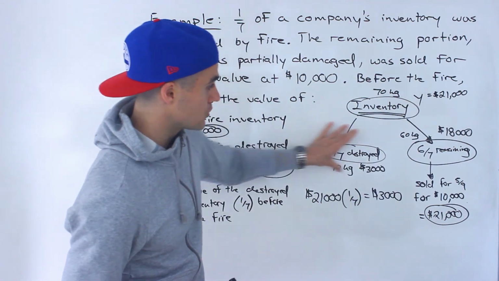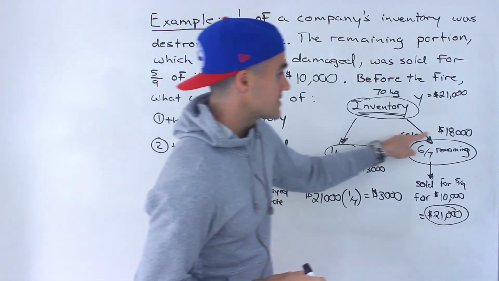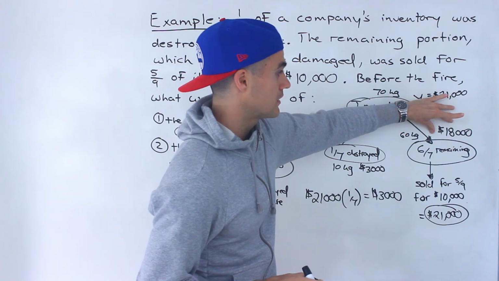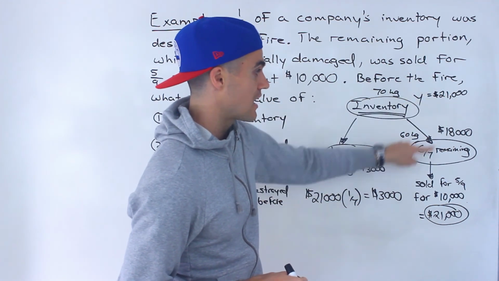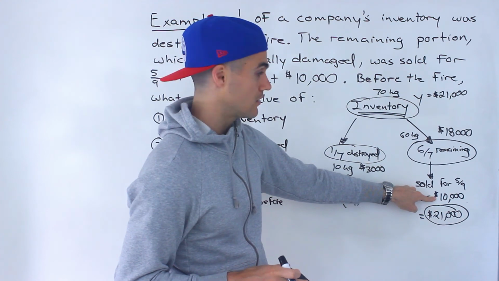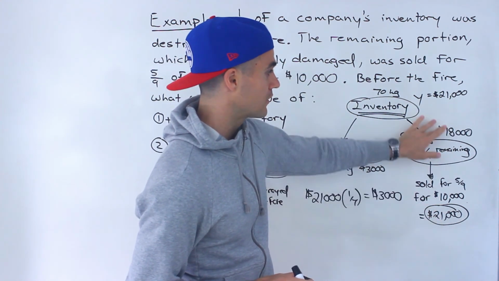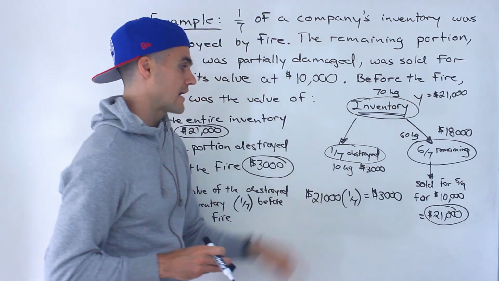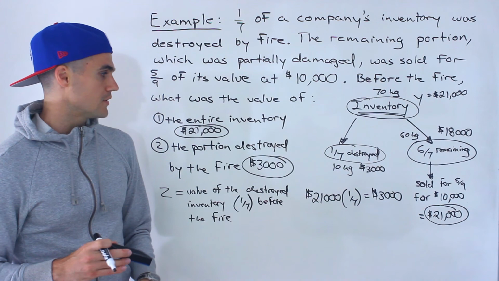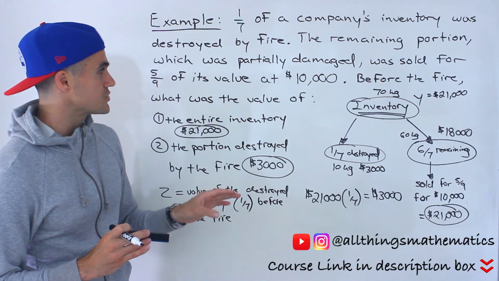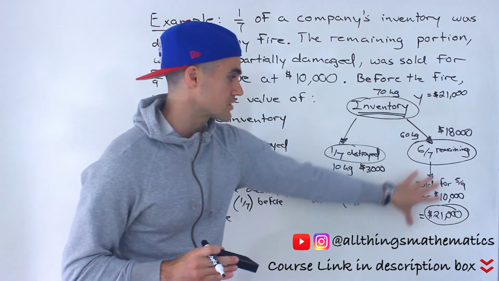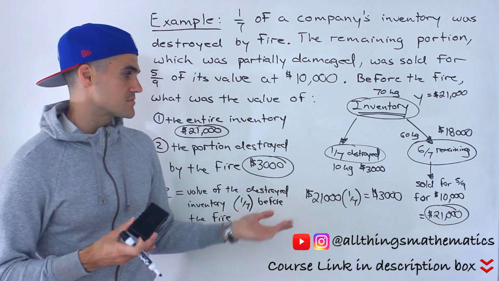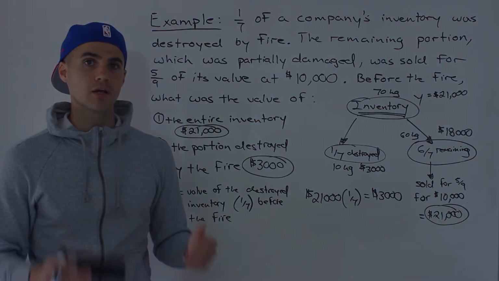So the fire came and destroyed this portion. This portion was still remaining, this 60 kilograms, but it wasn't worth 18,000 anymore. You sold it for 5/9 of that value and received $10,000. So we went backwards, figured out this, then from this we figured out that. That was the answer to number 1, and that's the answer to number 2. So it's just a bunch of algebra. It's more about understanding what's going on with the question. The algebra isn't too bad. Once you understand, it's just simple algebra dealing with fractions.